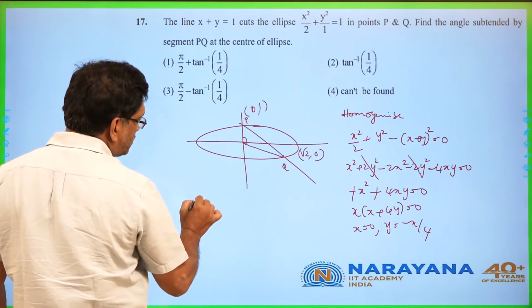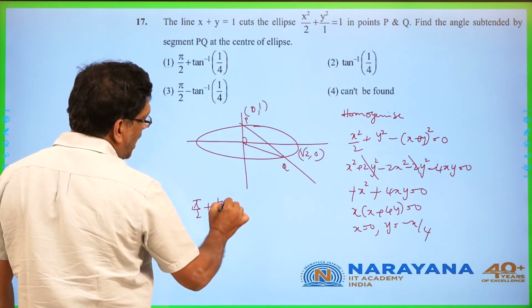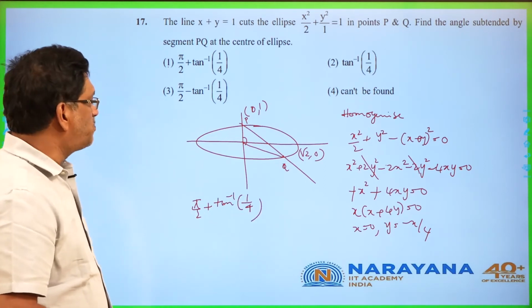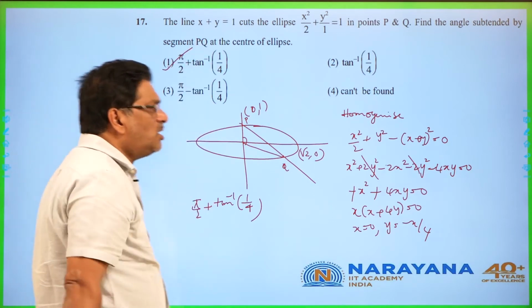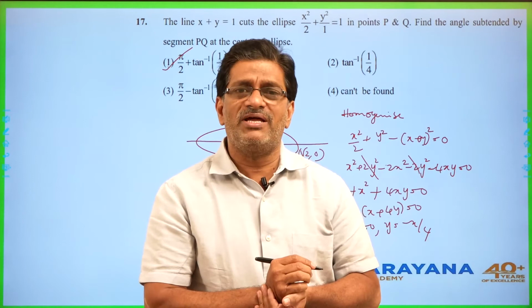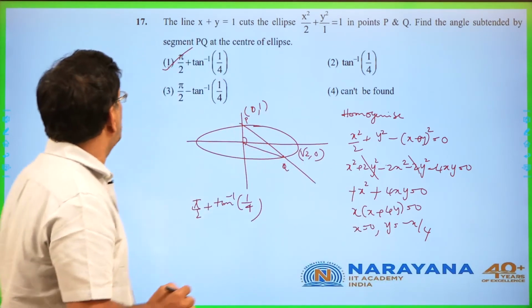So this angle is pi by 2 clearly, and this angle is tan inverse 1 by 4. It is pi by 2 plus tan inverse 1 by 4. Okay. Or else we can apply cos theta equals a plus b by root of a minus b whole square, that formula, thereby you can find cos theta, then also you can solve.